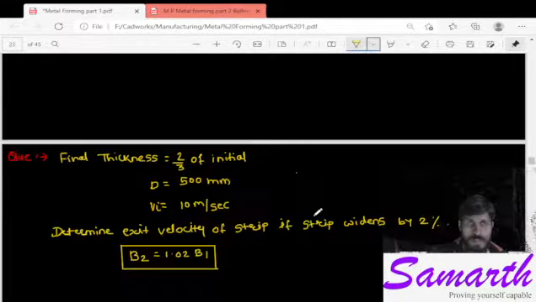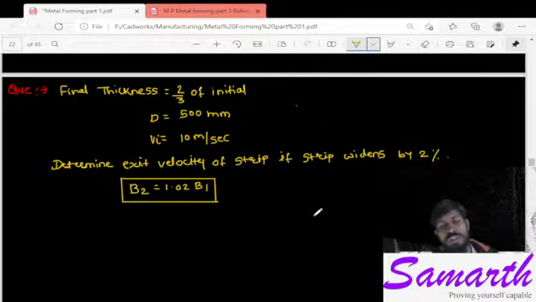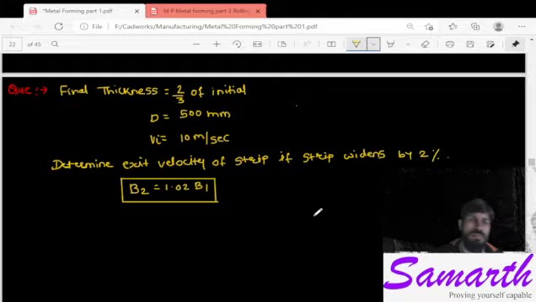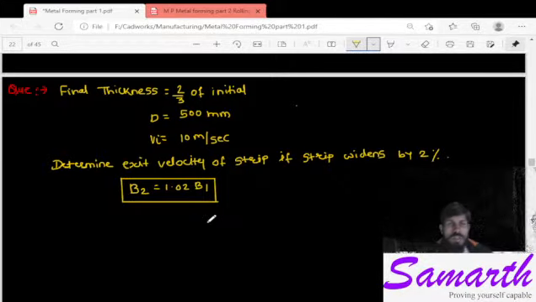So we'll solve one example. Given that the final thickness is two-thirds of the initial thickness of the plate or sheet, the roll diameter is 500 mm and the initial velocity is 10 mm. Determine the exit velocity of the strip if the strip widens by 2%. Here the width is not kept constant, so we get B2 equal to 1.02 times B1. We have to find the velocity of the strip.